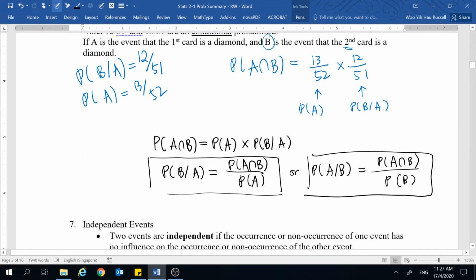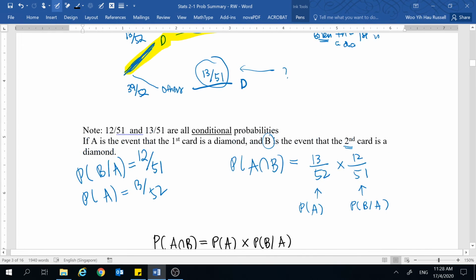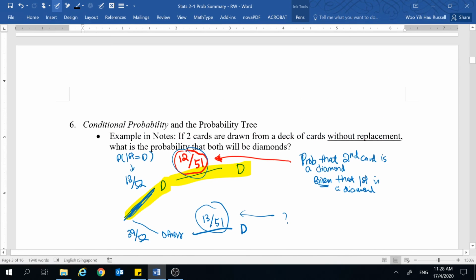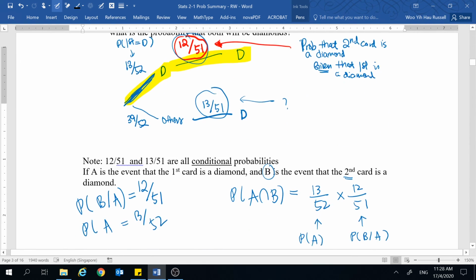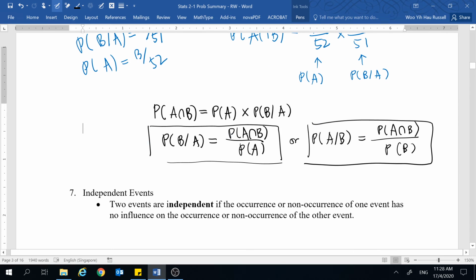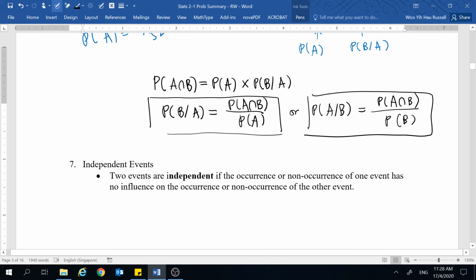Now I want to emphasize, whenever you see a tree diagram like this, this branch that you see is a conditional probability, given that the first happened. Okay, all clear? Then, when you solve problems, this formula always comes into play. Always. Got it? Now, next. Independent events.